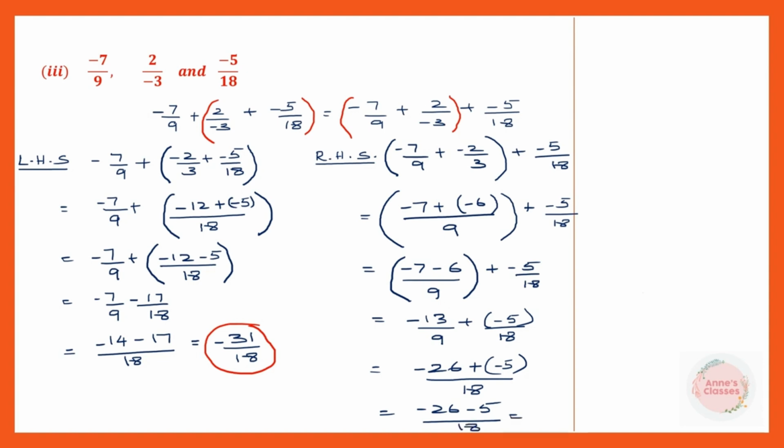Signs are the same. Put the same sign and add. 26 plus 5 is 31 and the denominator is 18. So on the right hand side, what have we got? We've got minus 31 by 18. And on the left hand side also we have minus 31 by 18. That means left hand side is equal to the right hand side. Hence we have verified the associative property of addition for this set of rational numbers also.